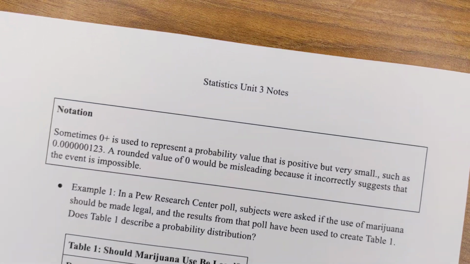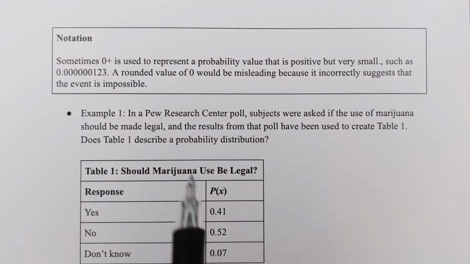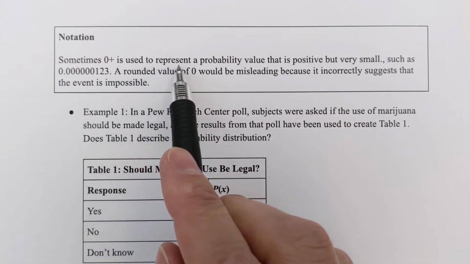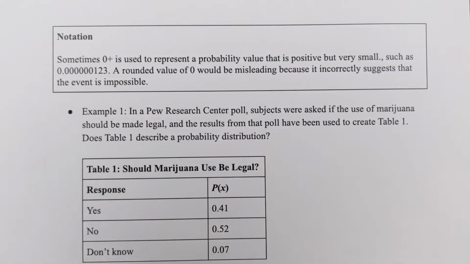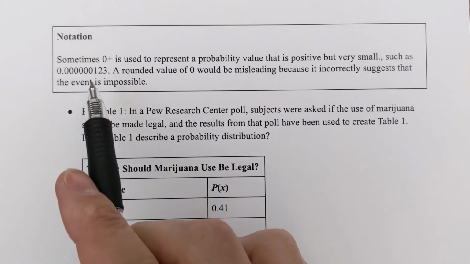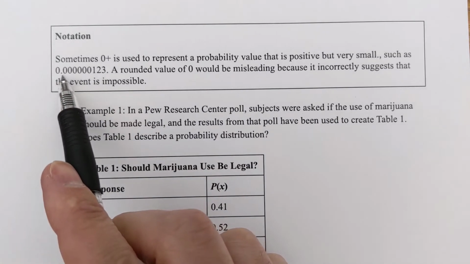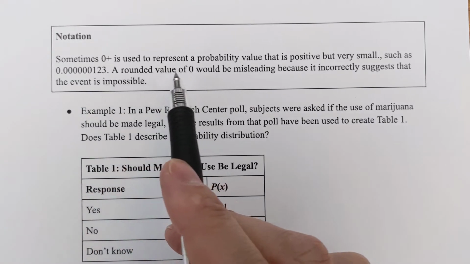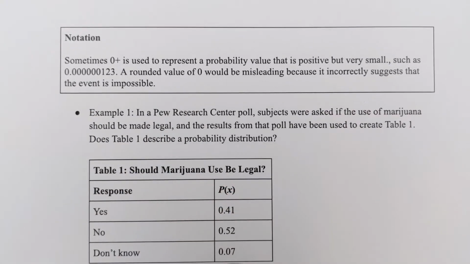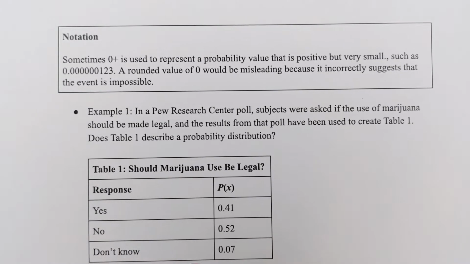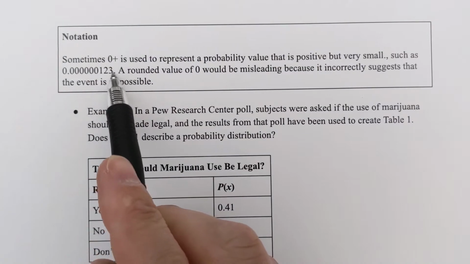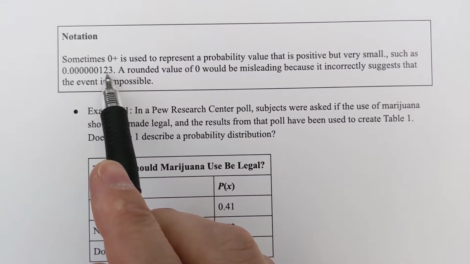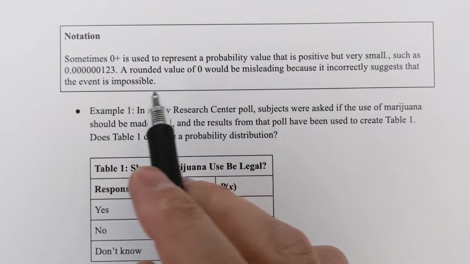Okay, so turn the page over here. Some notation, which has come up previously. Sometimes we'll use 0 plus to represent a probability value that is positive but very small, so highly, highly unlikely, such as this value, 0.00000000123. If you rounded and just said 0, that's a little misleading because in probability, 0 means the thing cannot happen ever, no matter what. But this is possible, just really, really unlikely. So that's just some notation.